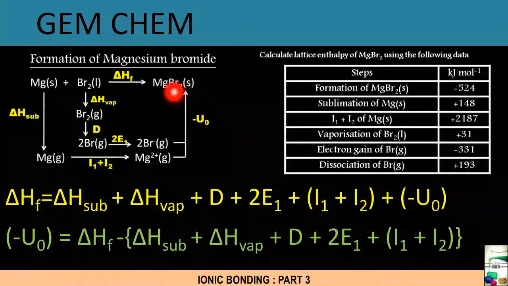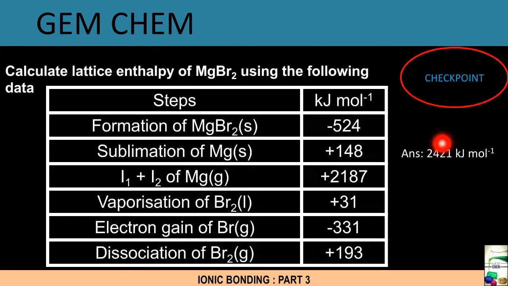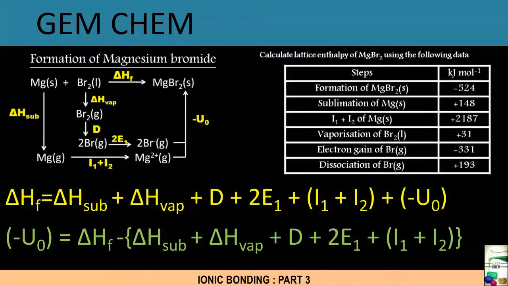Ultimately, if we apply this and then use Hess's law, we can write delta HF equals delta H sub plus delta H vap plus D plus 2E1 plus I1 plus I2 plus minus U0. Then we substitute each of these variables. The remaining part is the minus U0, and we can finally obtain the value of minus U0 to be minus 2421. So the minus signs cancel on both sides, and ultimately we get the answer.